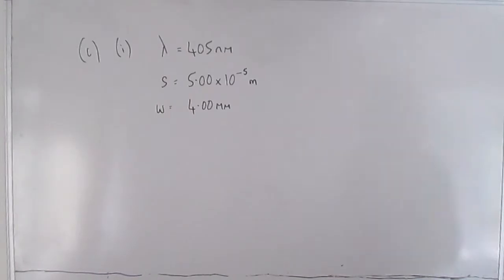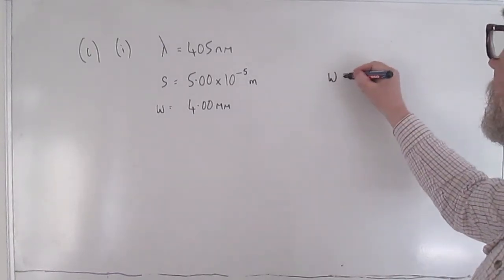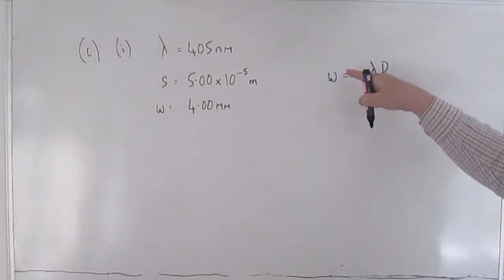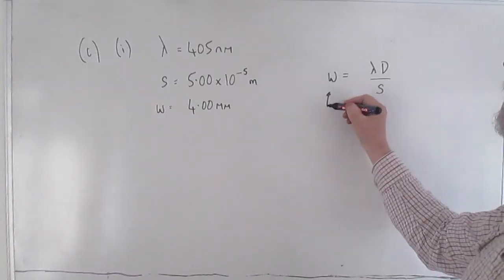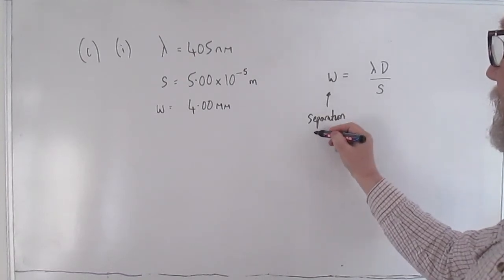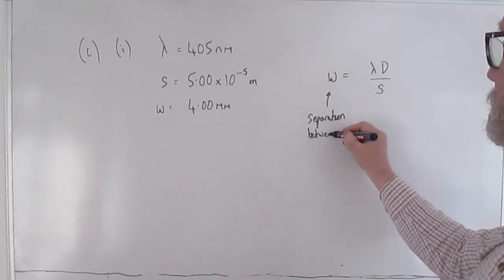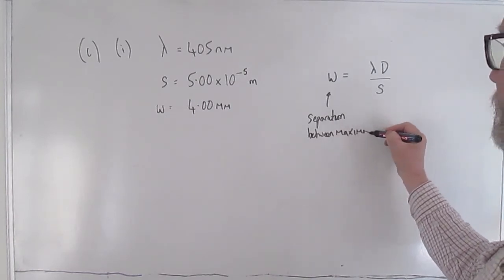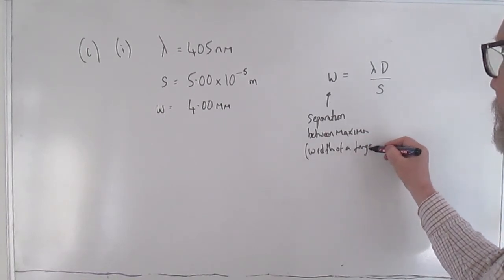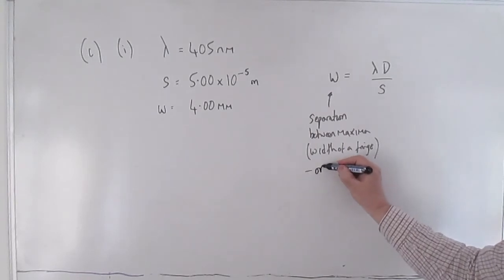So in C part 1 then we have to calculate the distance between the sources and the screen, and that's going to be your chance then to use this relationship, which is on your data sheet, that W is equal to lambda D over S. And the important thing is to remember which of these parameters is which. So W is the separation between maxima. In other words, it's the width of a fringe. So in other words, that's on the screen.